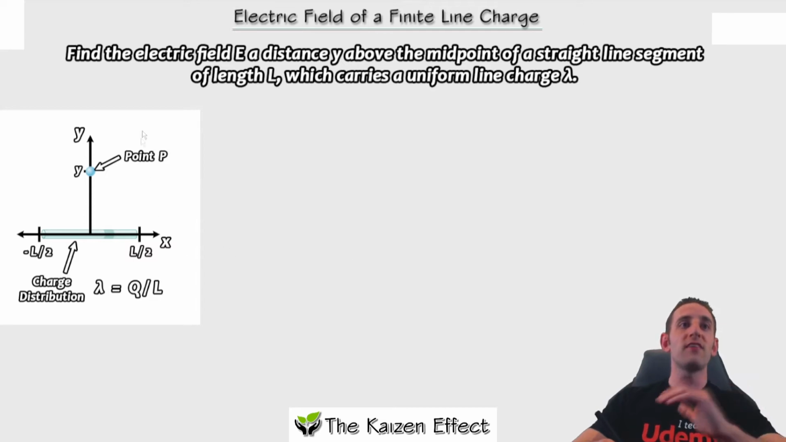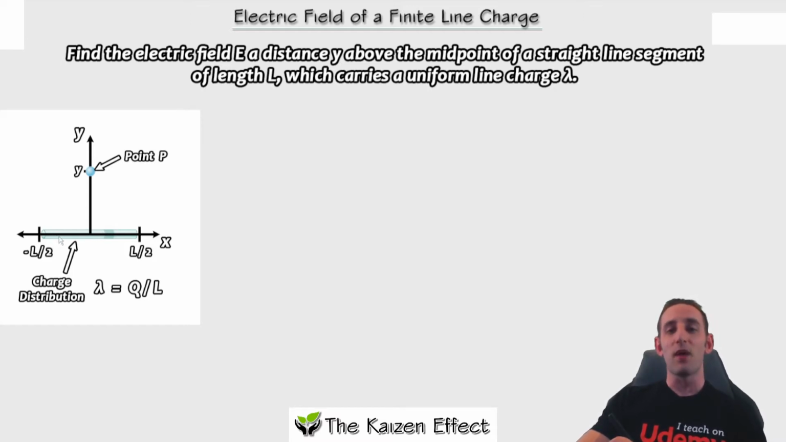Now, the problem we're going to take a look at for calculating this electric field is stated as follows. We want to find the electric field E, a distance y above the midpoint of a straight line segment of length L, which carries a uniform line charge, lambda. I've depicted this problem at the bottom left over here. As the problem states, we have a finite length of charge.